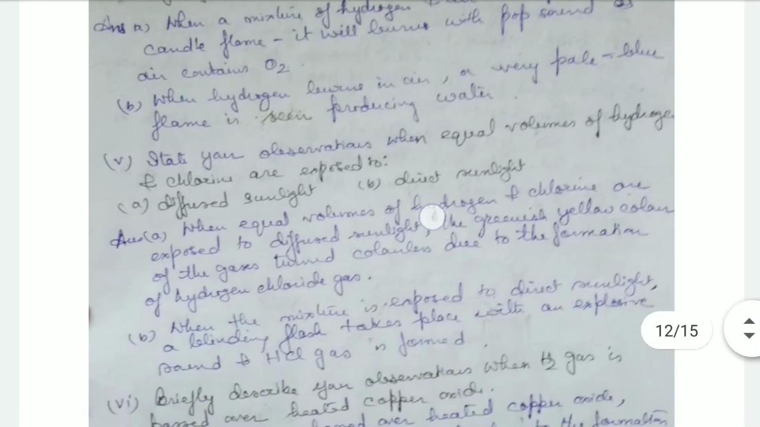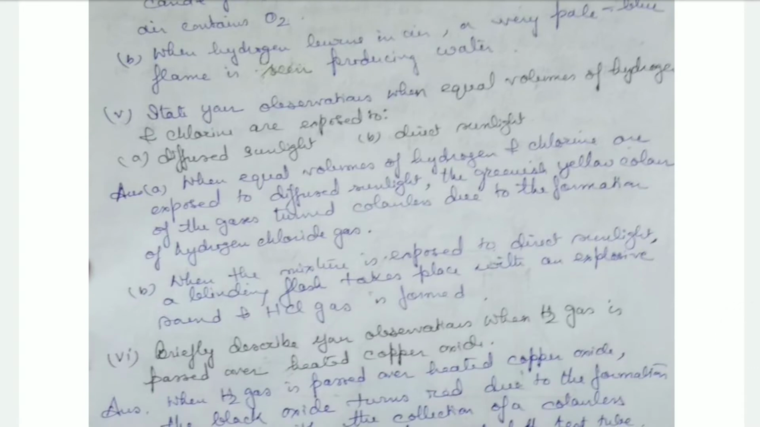Now state your observations when equal volumes of hydrogen and chlorine are exposed to diffuse sunlight and direct sunlight, both the cases. First is diffuse sunlight. When equal volumes of hydrogen and chlorine are exposed to diffuse sunlight, the greenish yellow color of the gases changes into a colorless gas, which indicates the formation of hydrogen chloride gas.